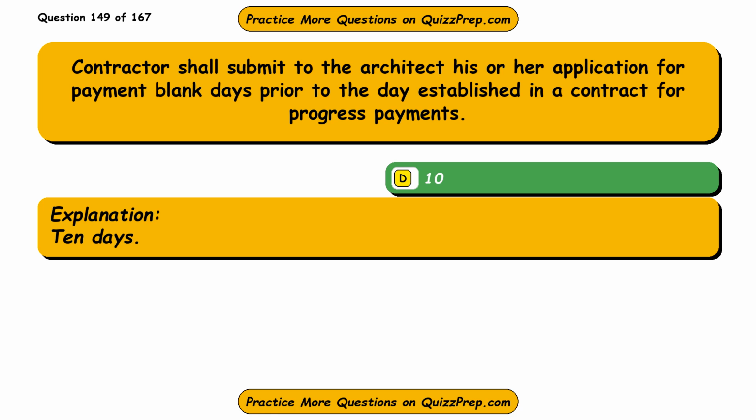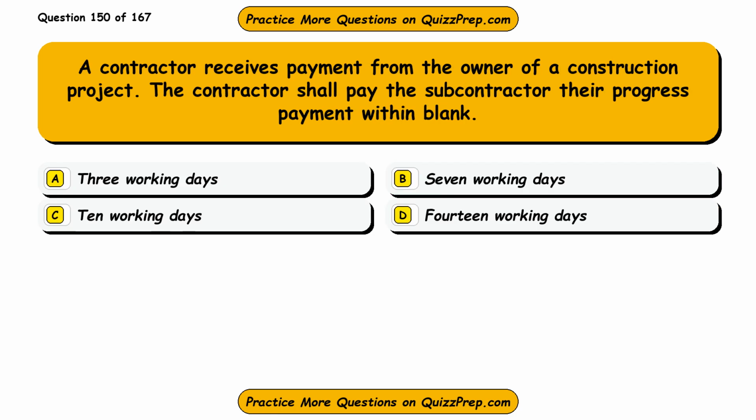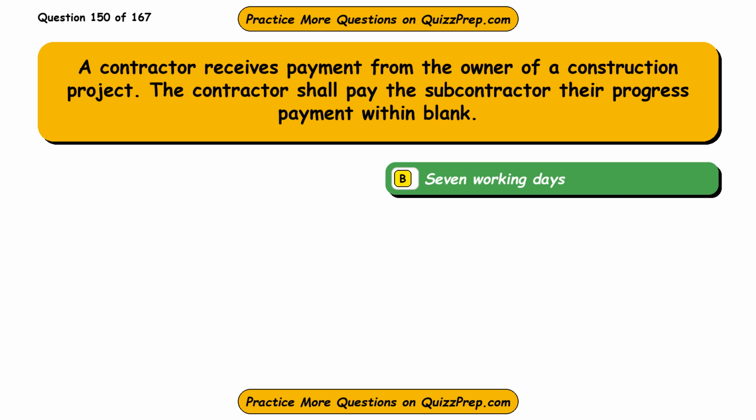10 days. Question 150. A contractor receives payment from the owner of a construction project. The contractor shall pay the subcontractor their progress payment within blank. Option A, 3 working days. Option B, 7 working days. Option C, 10 working days. Option D, 14 working days. The correct answer is option B, 7 working days.